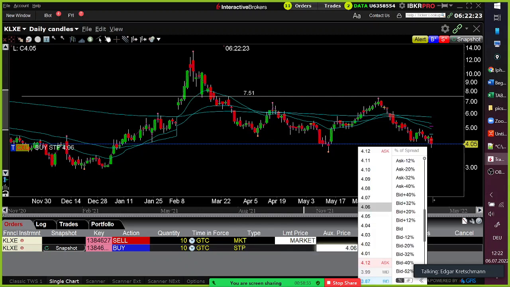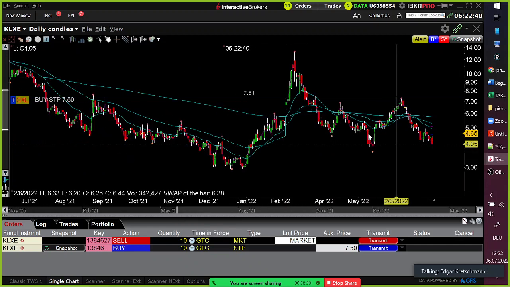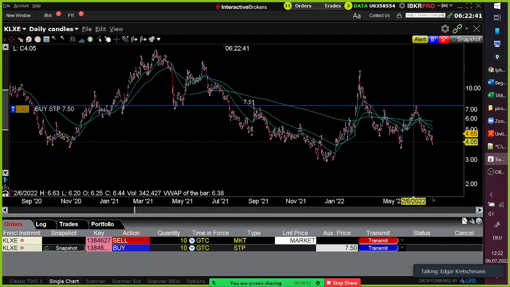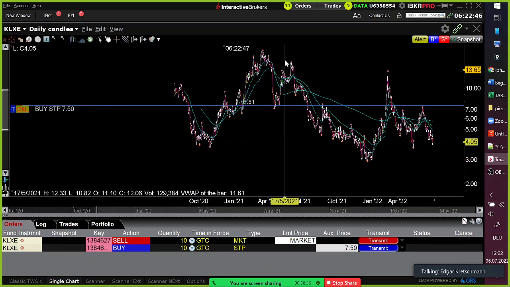So I change the price here to 7.5, and that's it. Now I transmit this order, and as soon as the stock market opens, I will sell this stock 10 times with my money, and then I will let it sit and wait. I will just wait.